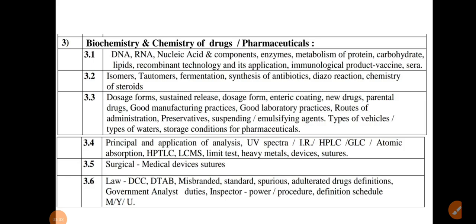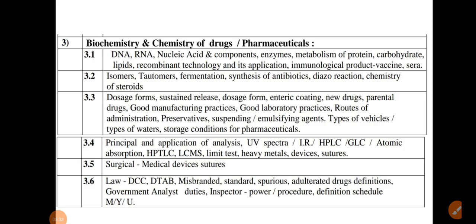Then 3.2, that is isomers, tautomers, fermentation, synthesis of antibiotics, diazo reactions, and chemistry of steroids. So please stick strictly to your syllabus, because first we have to complete our syllabus. If you look at the previous question papers, these are totally related to your syllabus. There is no question out of the syllabus.